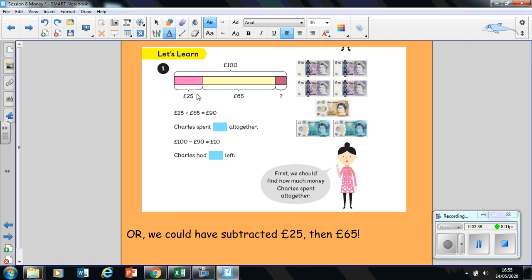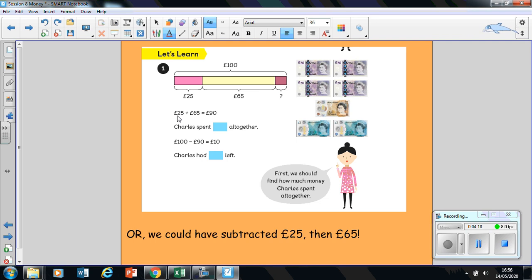Now he spends £25 on the cake, he spends £65 on the shoes. How much money has he got left out of the £100? Once again, he's got £25 for the cake, £65 for the shoes. How much has he got left? So the best way to work it out is to find how much he spent first, which was our first step. We know how much he had altogether, which was £100. The next is how much he spent altogether.